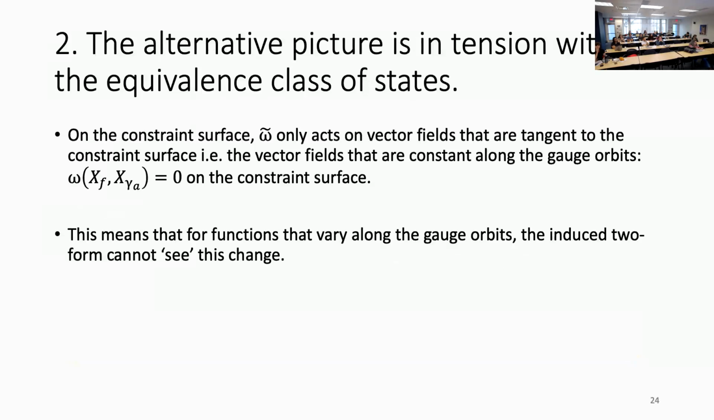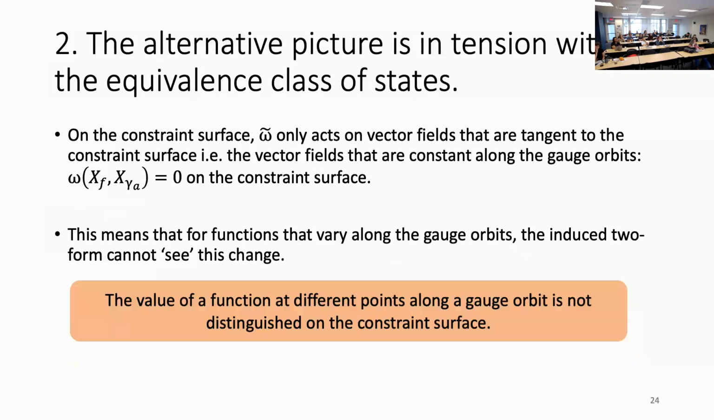So the argument here is just that on the constraint surface, this induced two form is such that it only acts on those vector fields that are tangent to the constraint surface. And what this means is just that for functions that vary along the gauge orbits, this induced two form on this constraint surface is just such that it cannot effectively see this change. And so it seems that the value of a function at different points along a gauge orbit cannot be distinguished on the constraint surface.